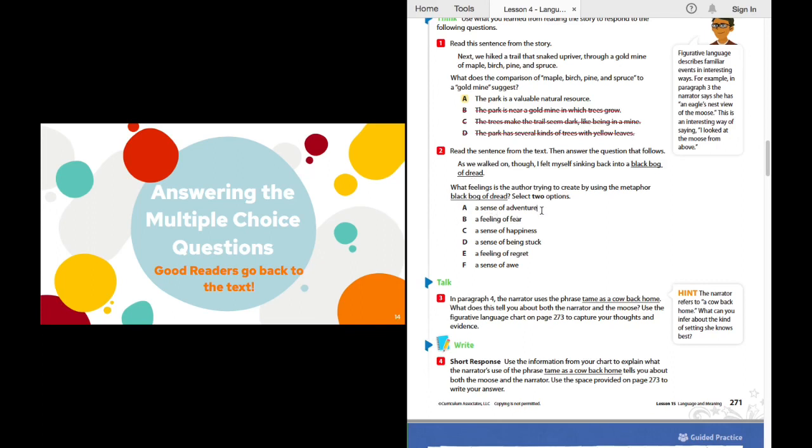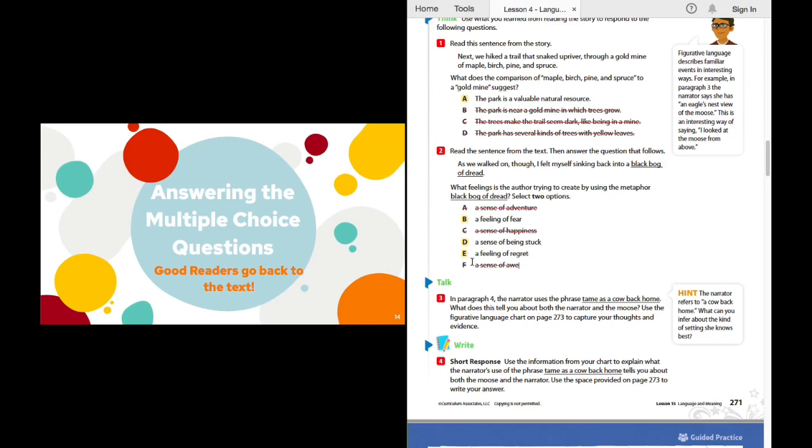So we're going to check to see if the answer choices match. A, a sense of adventure. No. B, a feeling of fear. Yeah, that could work. C, a sense of happiness. No. A sense of being stuck. Maybe. A feeling of regret. It's definitely a bad feeling, but I'm not sure if it's regret, so I'm going to keep that one as a magic maybe. And then a sense of awe. No, it's not really awe, it's not something where they're like, wow, it's a black bog of dread.